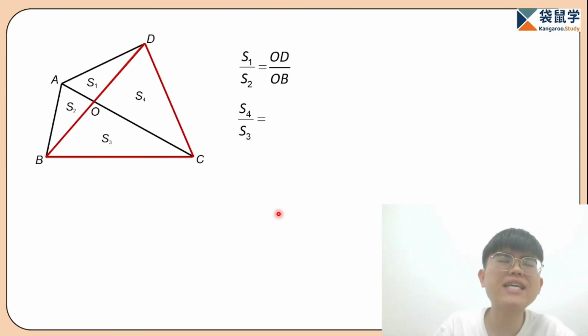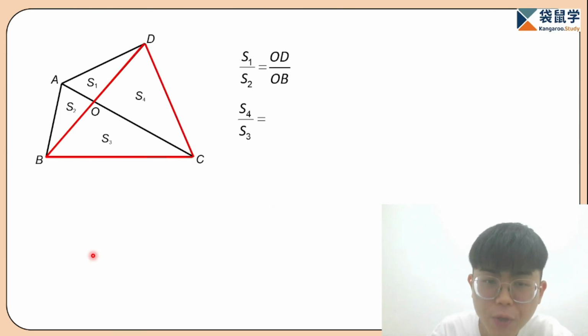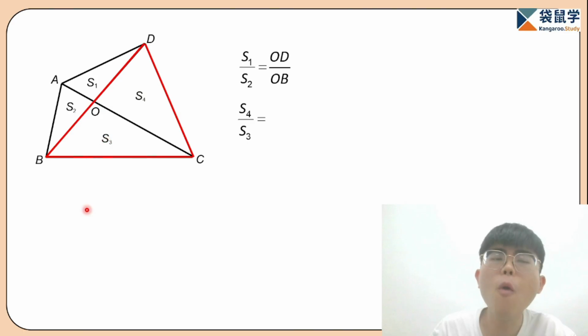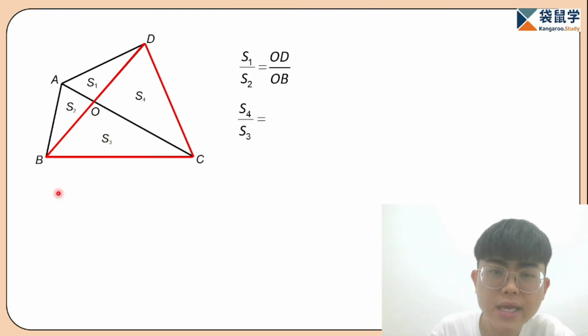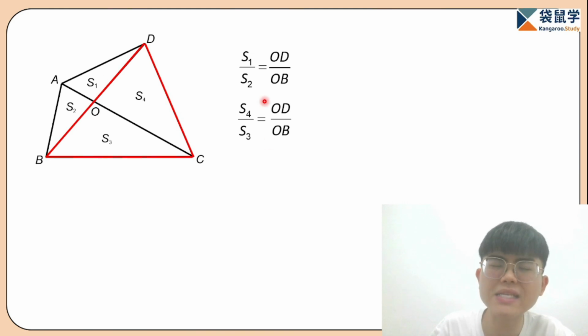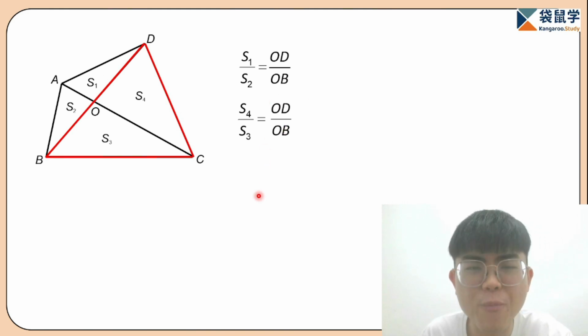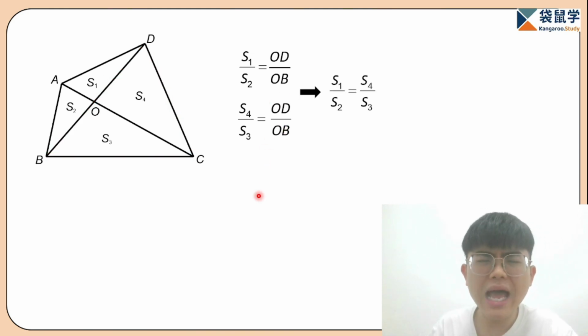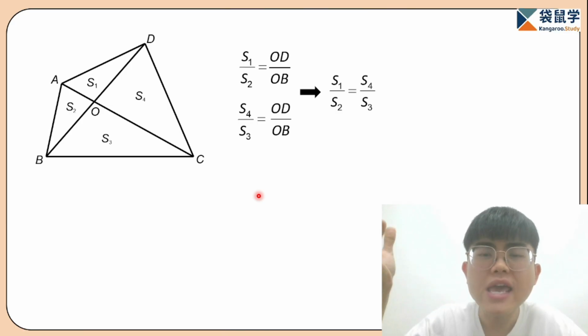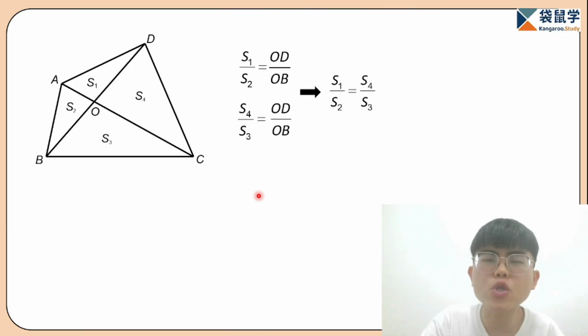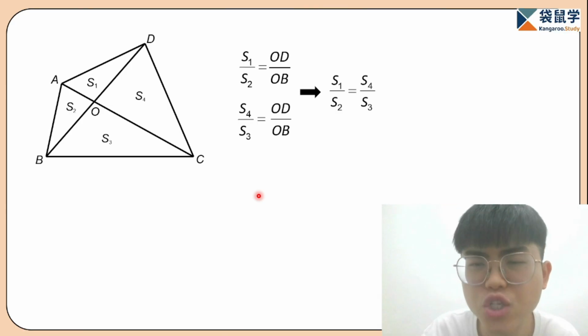Everyone, this is actually another equal height model. So S4 and S3 will just depend on DO and OB. So again, we will get that this is equal to OD over OB. Now everyone can see that our ratios right here are just equal. S1 over S2 is equal to S4 over S3.